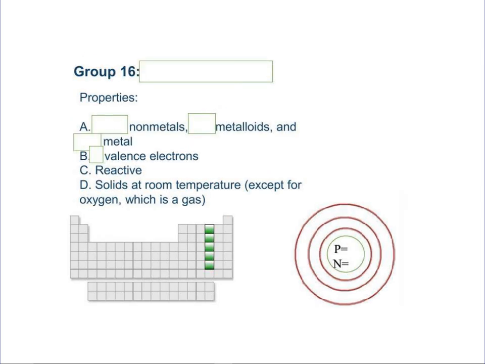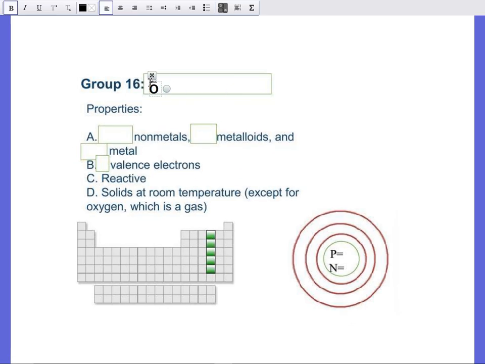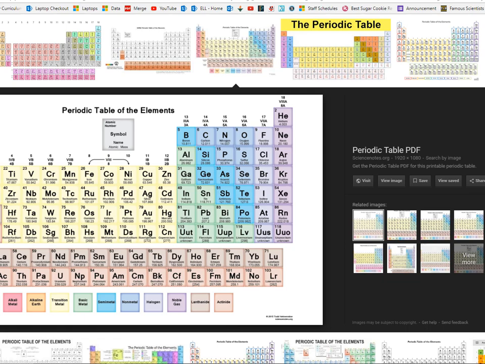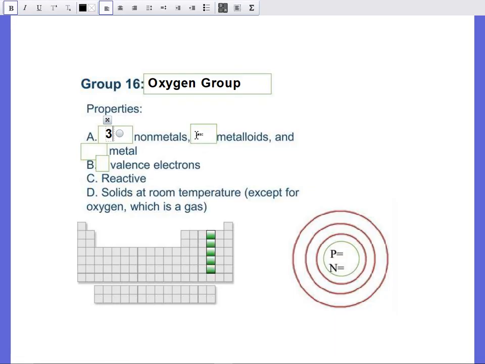Our next group, group 16, is called the oxygen group because the element at the top is oxygen. There are 3 nonmetals in this group, 2 metalloids and 1 metal. This group has 6 valence electrons, which you can see from the 6A at the top. Once again, it's reactive. They're all solids at room temperature except for oxygen.